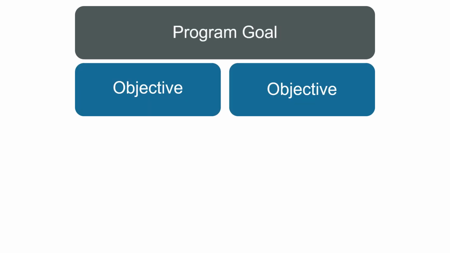Let's look at this visually. At the top, we have our goal statement. And under that, we have our supporting objectives. Under any given goal, you might only have one objective, or you can have a few. There's more to this hierarchy, and we'll get into that throughout the rest of this module.